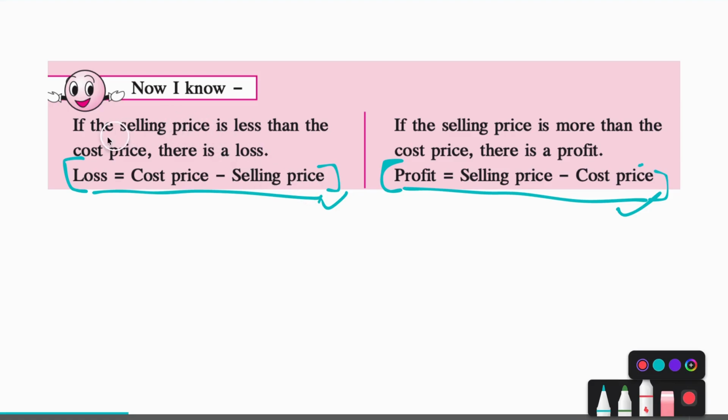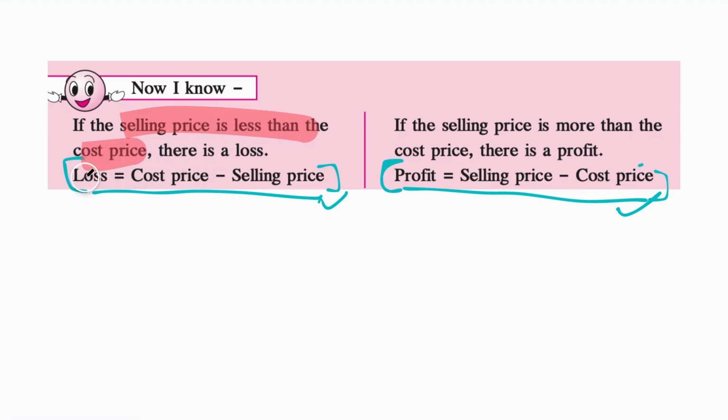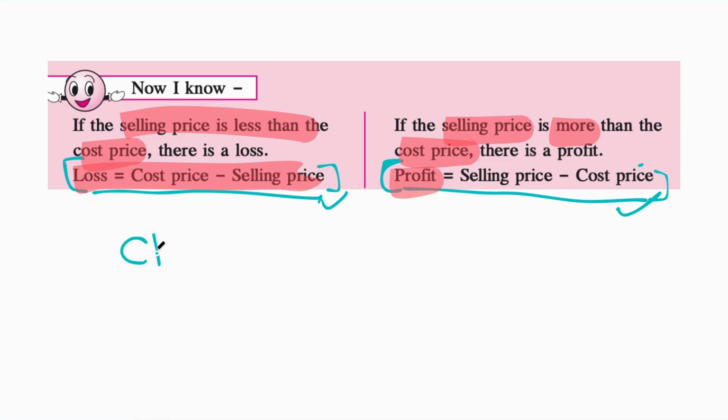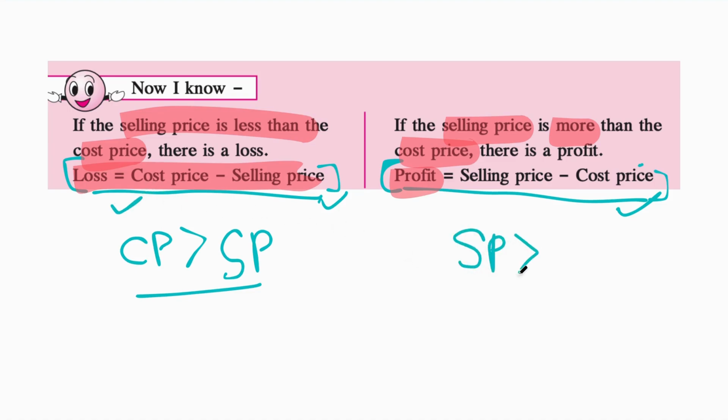So just see here what they have written. If the selling price is less than the cost price, then there is a loss, so we will be using this formula. And when the selling price is more than the cost price, we will be using the formula for profit. So what they mean is, when the cost price is more than the selling price, there is a loss, so we will be using this formula. And when the selling price is more than the cost price, we gain a profit, so we will be using the formula for profit.